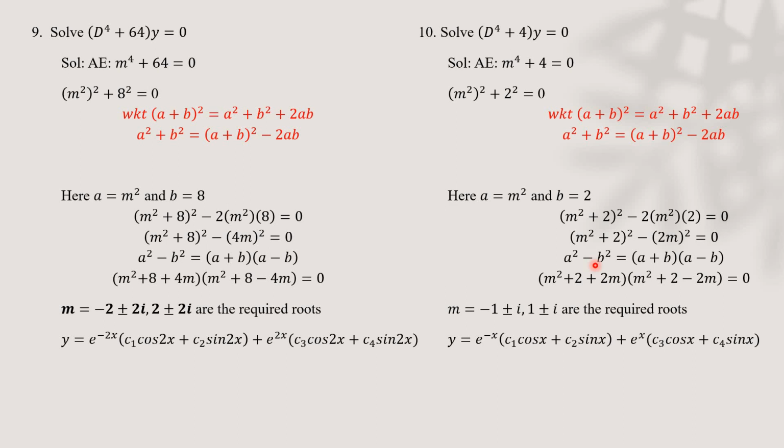So you know that a square minus b square can be written as the product of two factors, called a plus b into a minus b. By using that, we are going to get the roots as minus 1 plus or minus i and 1 plus or minus i as the required roots. Then we can write the solution as follows.